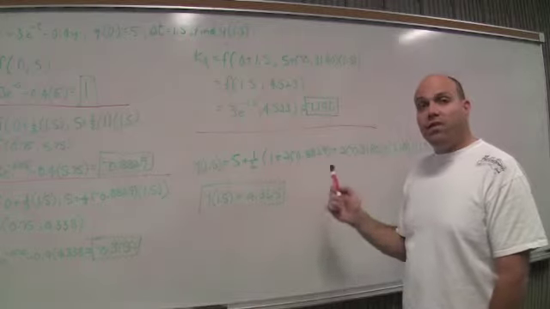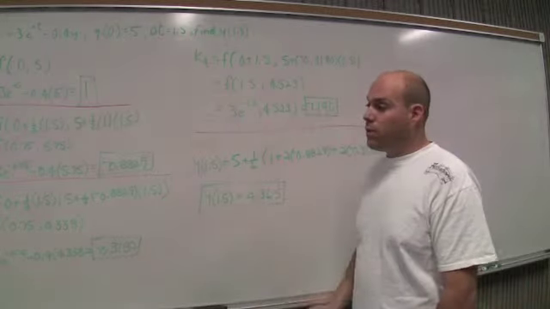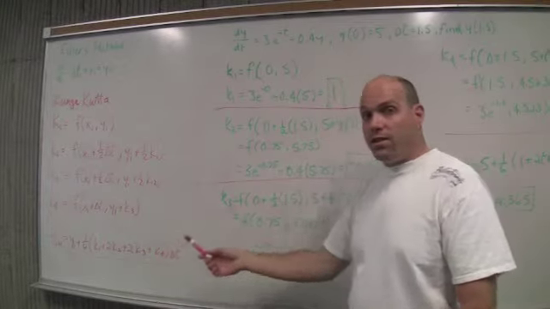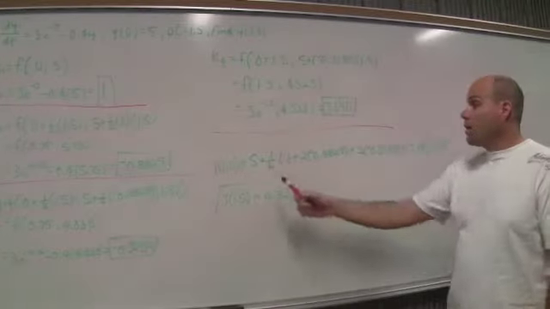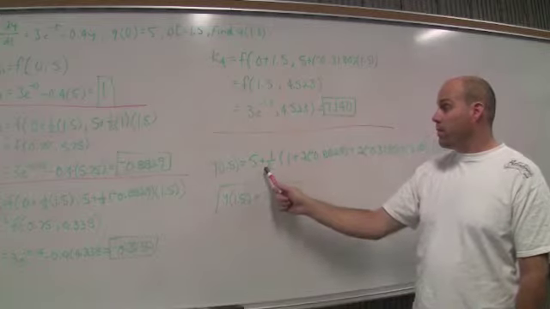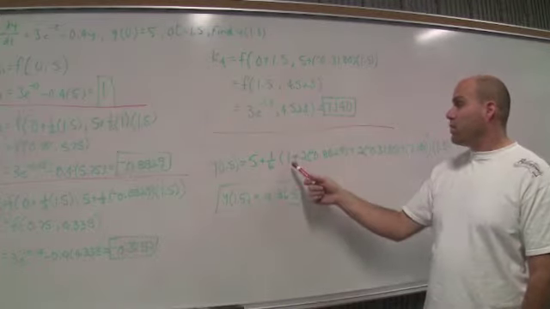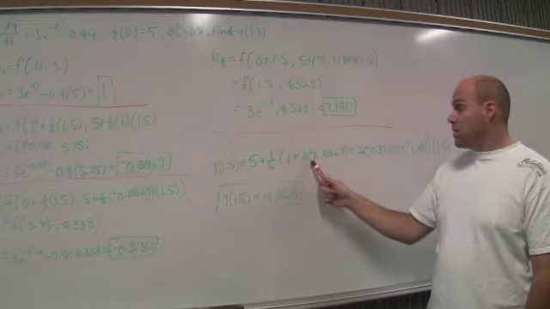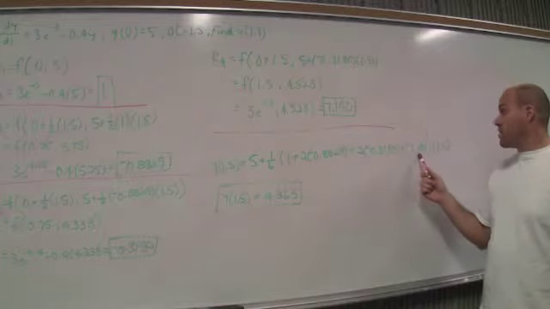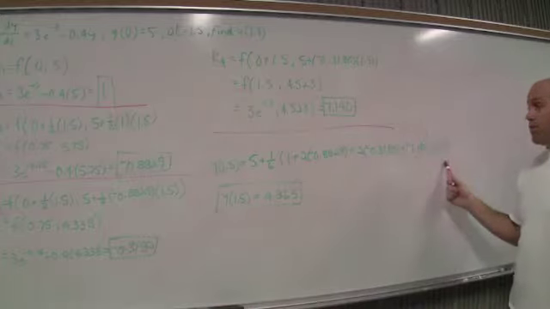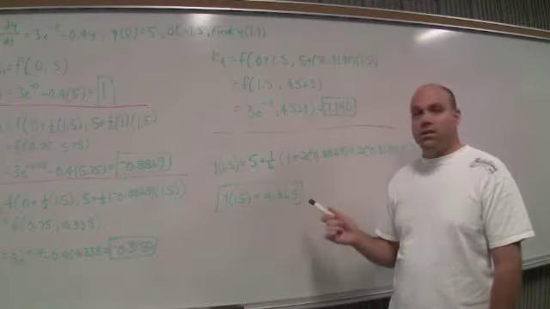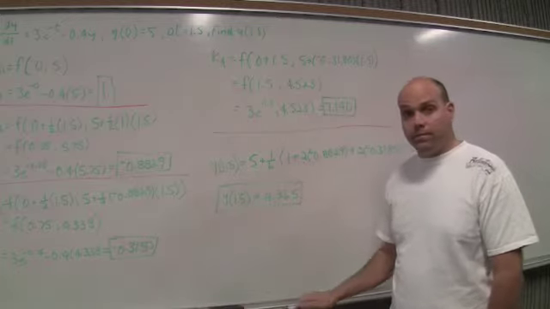Then for our final step to find what y is at 1.5, we plug that into this equation down here, which is y of 1.5 equals 5, our initial y value, plus 1/6 of K1 plus 2 K2 plus 2 K3 plus K4, all times 1.5, which gives us, at y of 1.5, a value of 4.365 units, whatever those units may be.